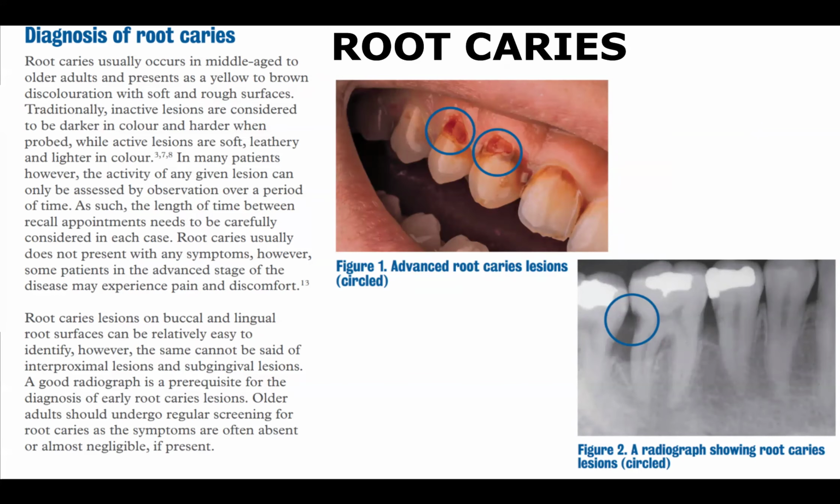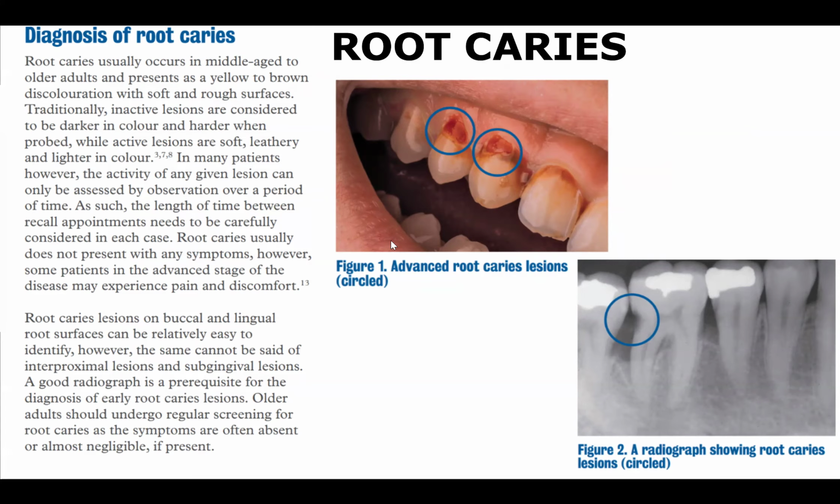And then root caries. So there are various kinds of caries. Root caries occurs usually in middle-aged to older adults. There is yellow to brown discoloration. Traditionally, inactive lesions are darker in color, harder when probed, but active lesions are soft, leathery, and lighter in color.